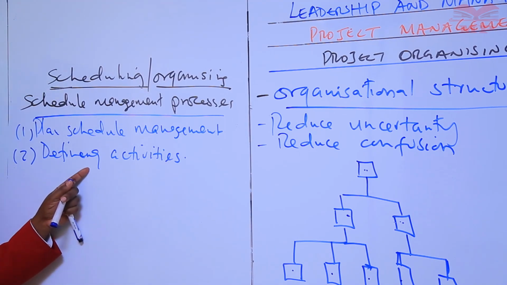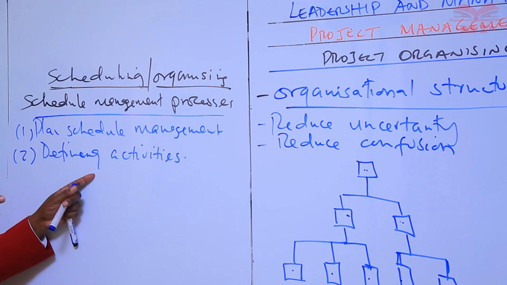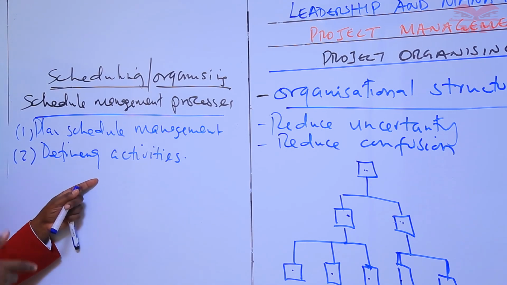And the key benefit of identifying these activities is that it decomposes work packages into schedule activities that provide a basis for estimating, for scheduling, for executing, for monitoring, and also controlling the project work. And defining activities can be done throughout the project. And the activity list includes the schedule activities required on the project and so on.